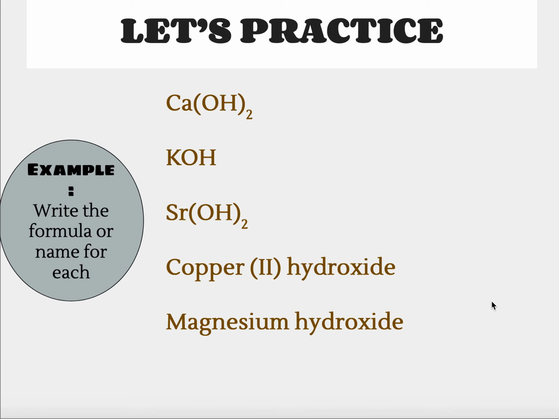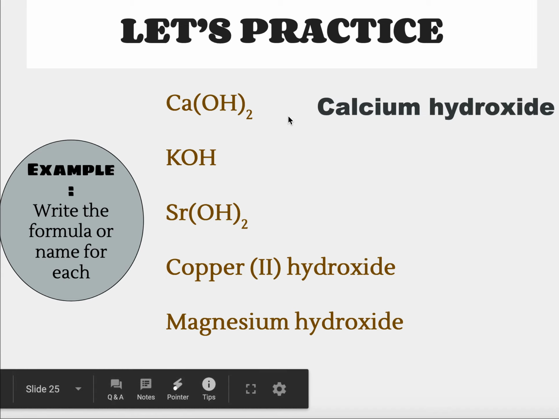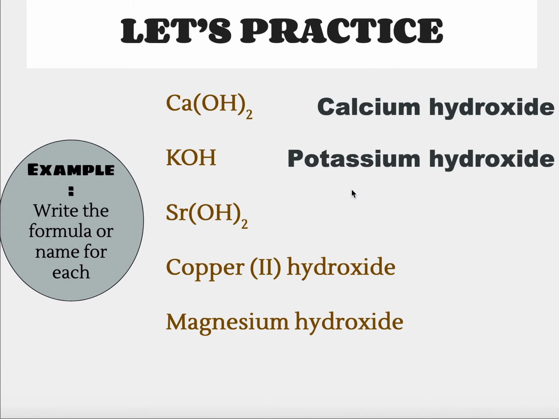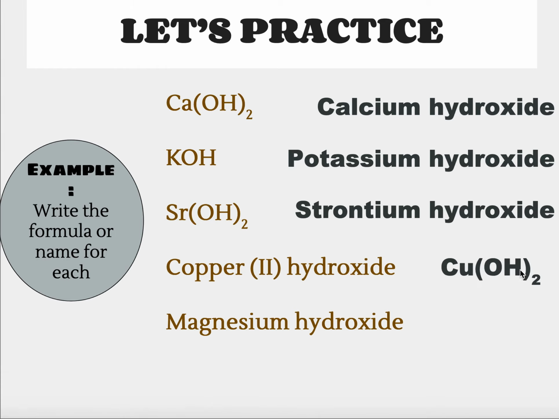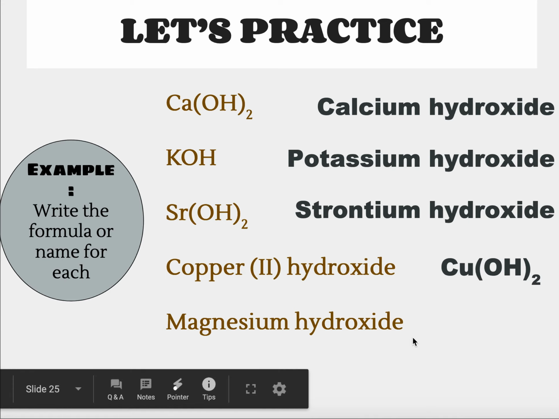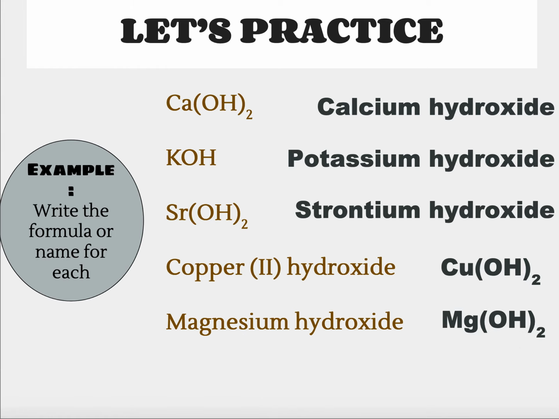Let's look at the answers. This first one is calcium hydroxide. K is potassium, so this is potassium hydroxide. Sr is strontium, so this is strontium hydroxide. Copper 2, this 2 is my charge, so that's why I need parentheses around the hydroxide because I have 2 of them. And then magnesium hydroxide, magnesium is also +2, so I need parentheses around my hydroxide. And that's it.